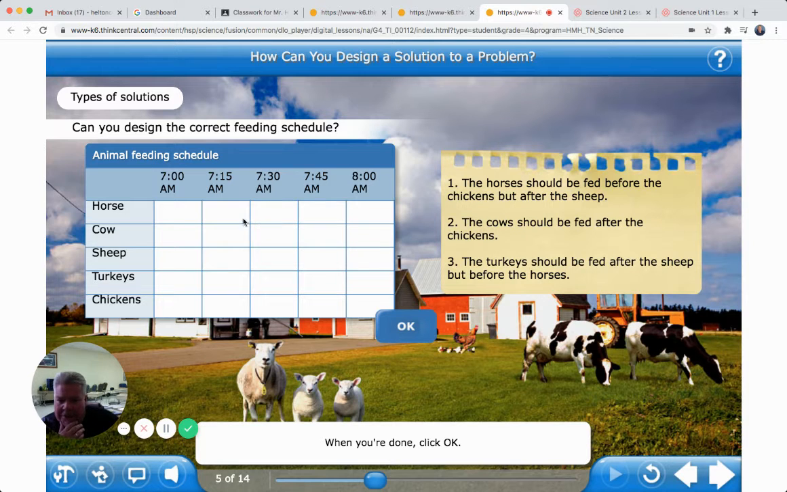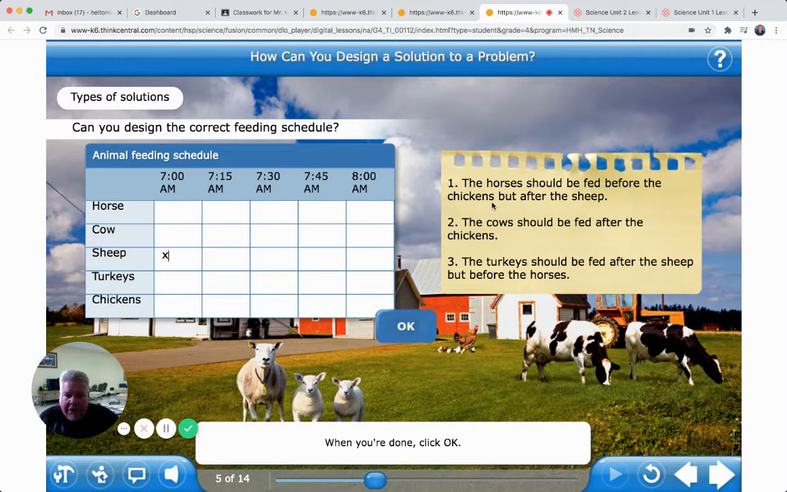Oh my goodness, this is hard, isn't it? So let's see. The horses should be fed before the chickens, but after the sheep. So the sheep are the first so far. Turkey should be fed after the sheep, but before the horses. So we've got to feed the sheep first. So I can see that from my clues here. So I'm going to feed the sheep at 7.